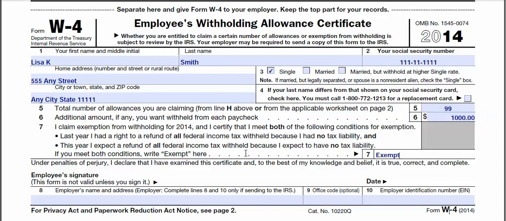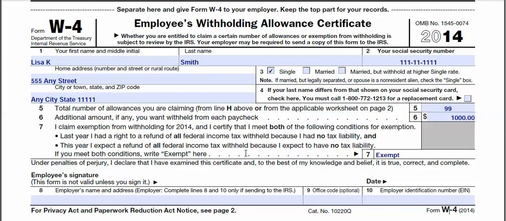And remember, this form is not valid unless you sign it. So if you turn in a W-4 that is not signed, then your employer will have to withhold your tax at the highest rate of single and 0, as we discussed.